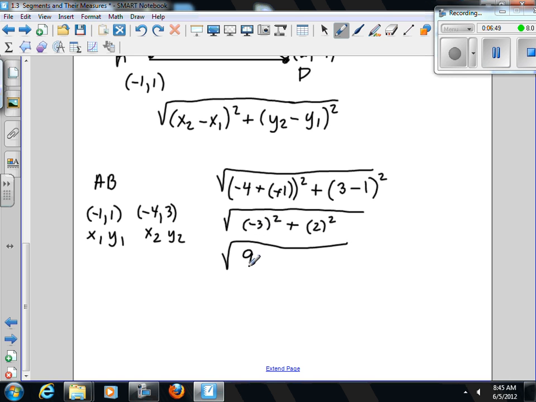Let's actually do this now. -3 squared is 9. 2 squared is 4. So we have the square root of 9 plus 4, so we get the square root of 13. And if you do want to change that to a decimal, it's fine. It's perfectly acceptable to leave it as the square root of 13. If you do change it to a decimal, it is approximately 3.6. Okay, so that's the length of segment AB.